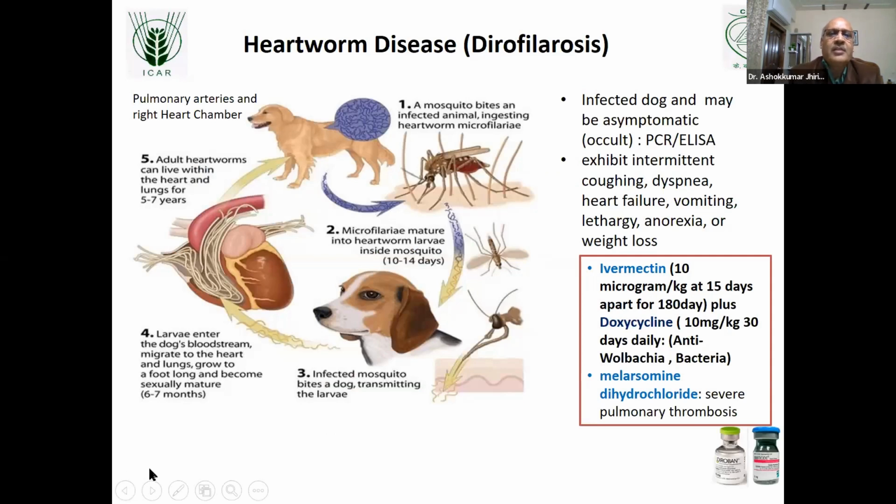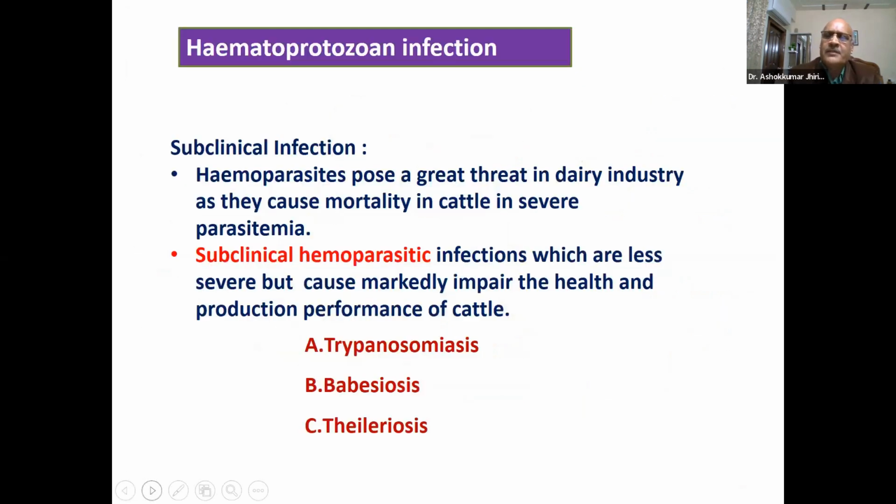Next one, hemoprotozoan infection, is of a different category. It is very common, such as trypanosomiasis, babesiosis, theileriosis. The acute phase is very familiar to veterinarians and farmers and easily identifiable, and a lot of options are there for treatment. But the subclinical stage is also very important. Although you are not having a lot of health problems, it impairs the physiology and the health, and affects the performance of the cattle.